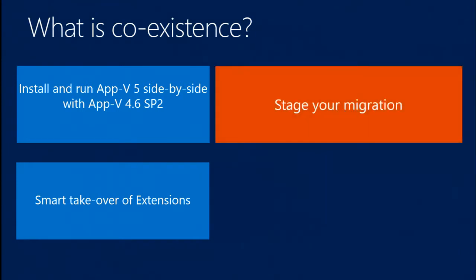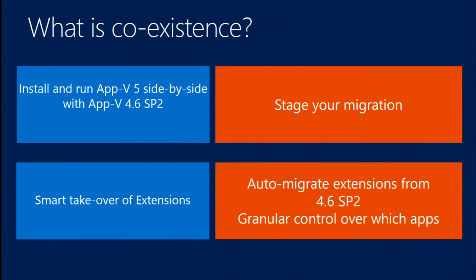It's going to be how you manage your risk, and it just will give you the ability to revert back very easily in case some or all of your users run into issues. And again, it's App-V 4.6 SP2. So if you don't have App-V 4.6 SP2 deployed, you have to upgrade your clients to 4.6.